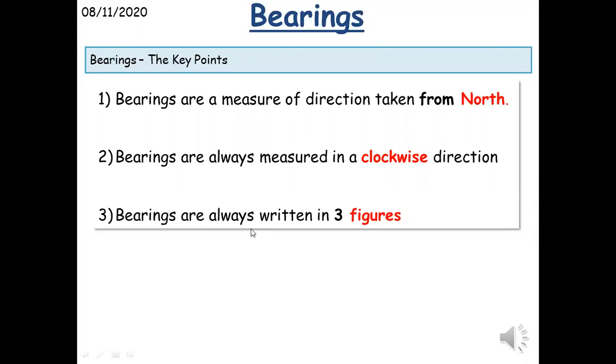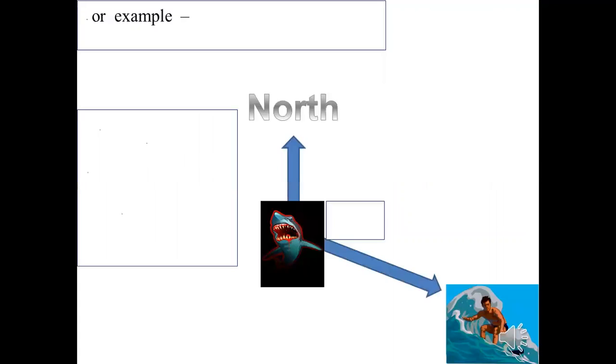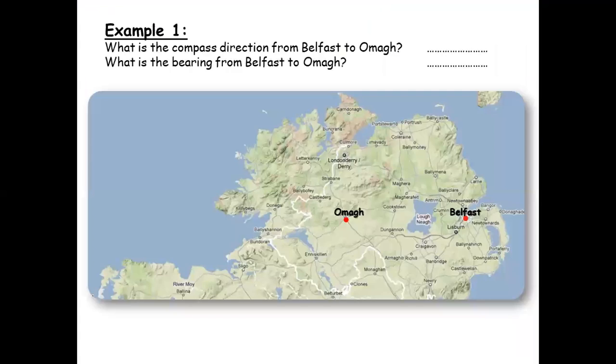We need examples to make sure that we understand. Okay, here I have a map. I have two cities. One is called Omagh and one is called Belfast. Down here, he drew a north arrow. Okay, what's the compass direction from Belfast to Omagh?